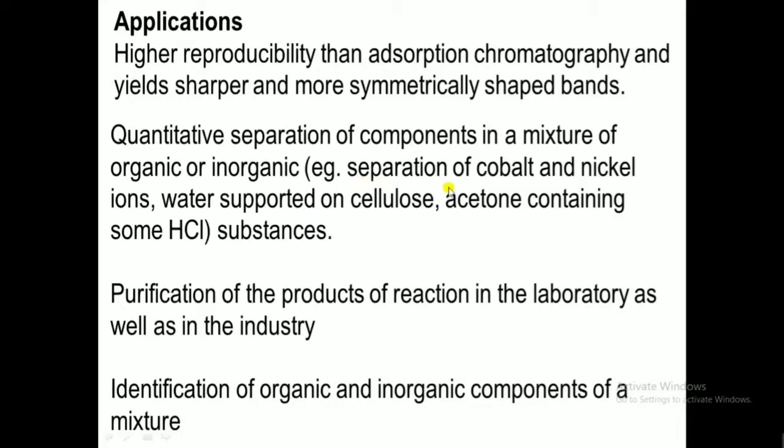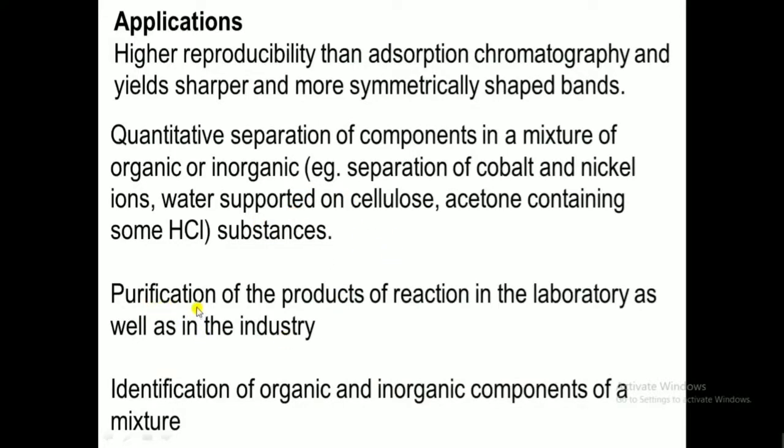For example, you can separate cobalt and nickel ions by using this technique, and you take water supported on cellulose. So this is your stationary phase. You coat water on cellulose, and the mobile phase is acetone containing some HCl. So if you take this system, you can separate cobalt and nickel ions. So that means liquid partition chromatography can be used for the separation of inorganic components as well.